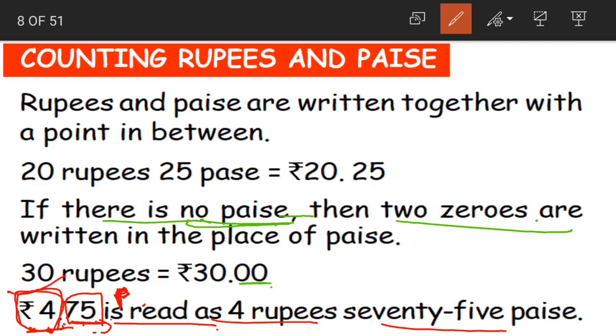How is it read, children? 4 rupees and 75 paise. First read the number and then attach the rupees or paise. It's not rupees 4 paise 75. It's 4 rupees and 75 paise.